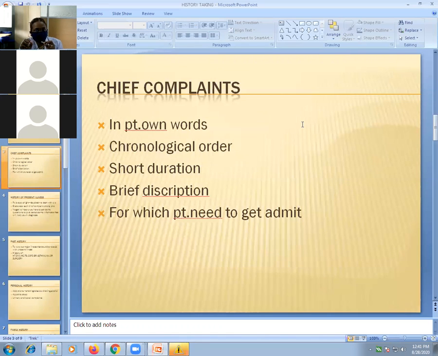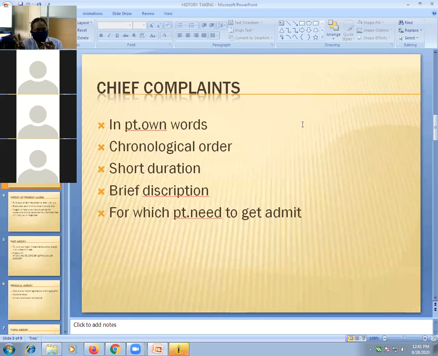So about fever: grade of fever, high grade, low grade, moderate grade, associated with chills or rigor or not, whether intermittent or continuous, and history of evening rise of fever, meaning whether fever is more in the evening and night. Fever is more in the evening and night and associated with profuse sweating at night, that is called night sweat.